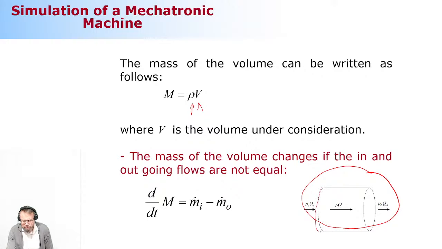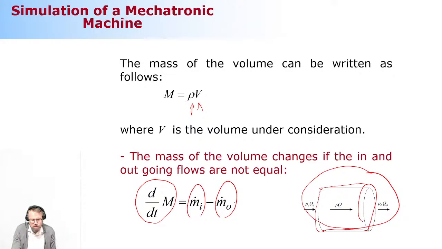So in this experiment we're looking at, the only way that the mass inside of this control volume can change is that there is a difference between incoming and outgoing mass flow. If they are the same, mass within this control volume will be the same. No difference. But if there's more material coming in than leaving out, mass starts to increase, and the other way around. Makes sense?